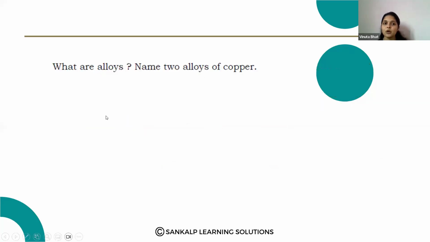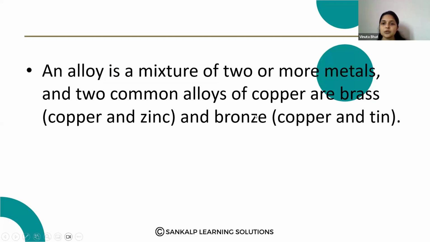Next question. What are alloys? Name two alloys of copper. Note down this question. Here, an alloy is a mixture of two or more metals, or it may be a metal and non-metals. And two common alloys of copper are, so the second question is here.